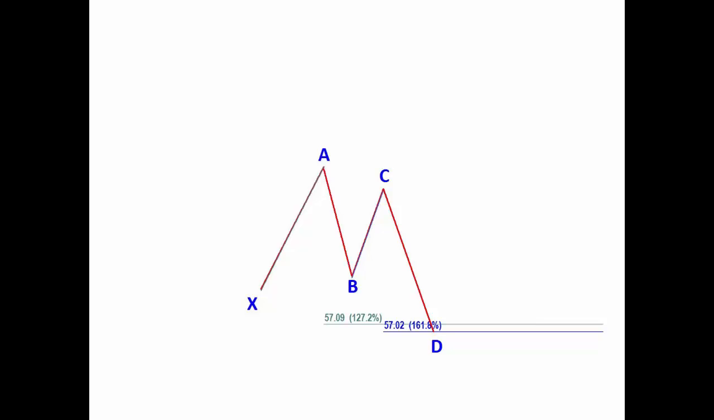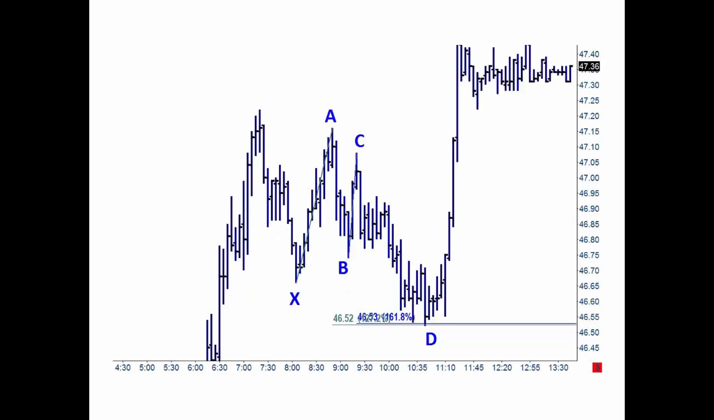Next, we will take the BC range and extend that 161.8% down from C. The average of these two extensions will be a good place to go long at point D for the turn. Here's a chart example. Notice how deep point C is, and notice how the two extensions pretty much fall on top of each other, giving us an extremely accurate buy at point D for a nice move up. By the way, the target will be above A, sometimes a lot higher than A.